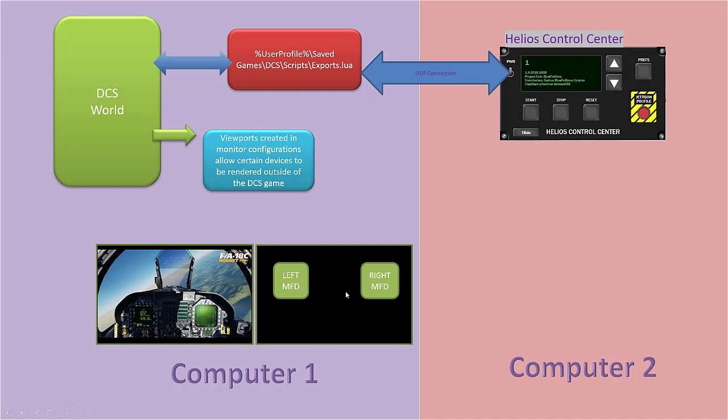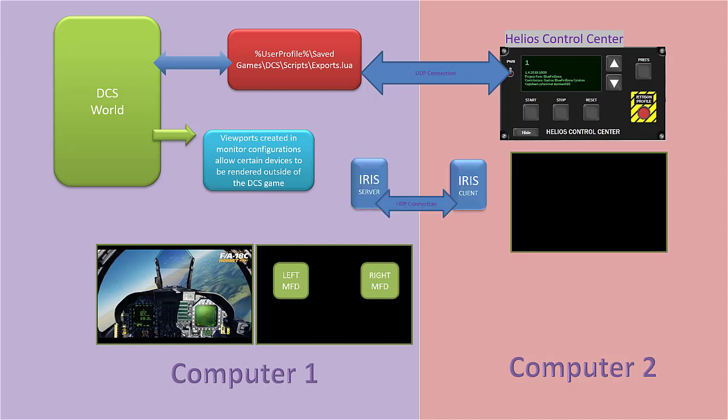There may be other solutions, however, Iris, part of the Hotkeys project, can be used to screen scrape only the portions of the computer one's display which show the exported viewports and send them over the network to be rendered on the machine running the remote virtual cockpit.